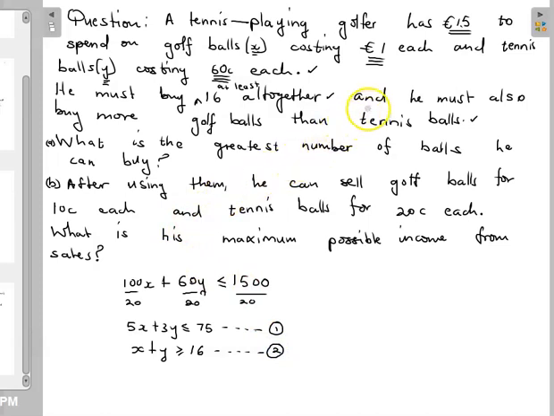And then the last one, it says, and he must also buy more golf balls than tennis balls. Remember, golf balls are X, tennis balls are Y. This means there must be more of X than Y. So we can write it as y is less than x. That's our inequality number 3.